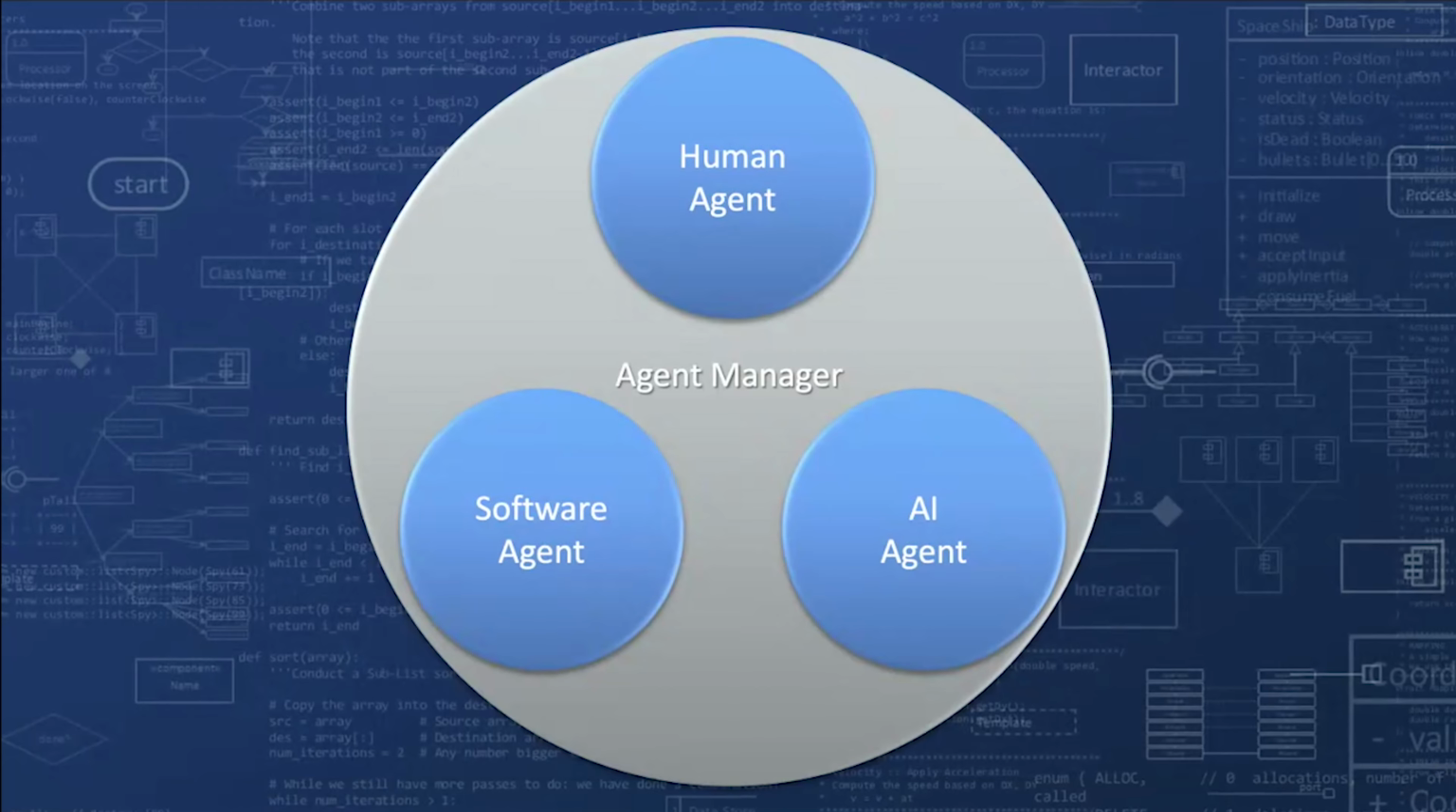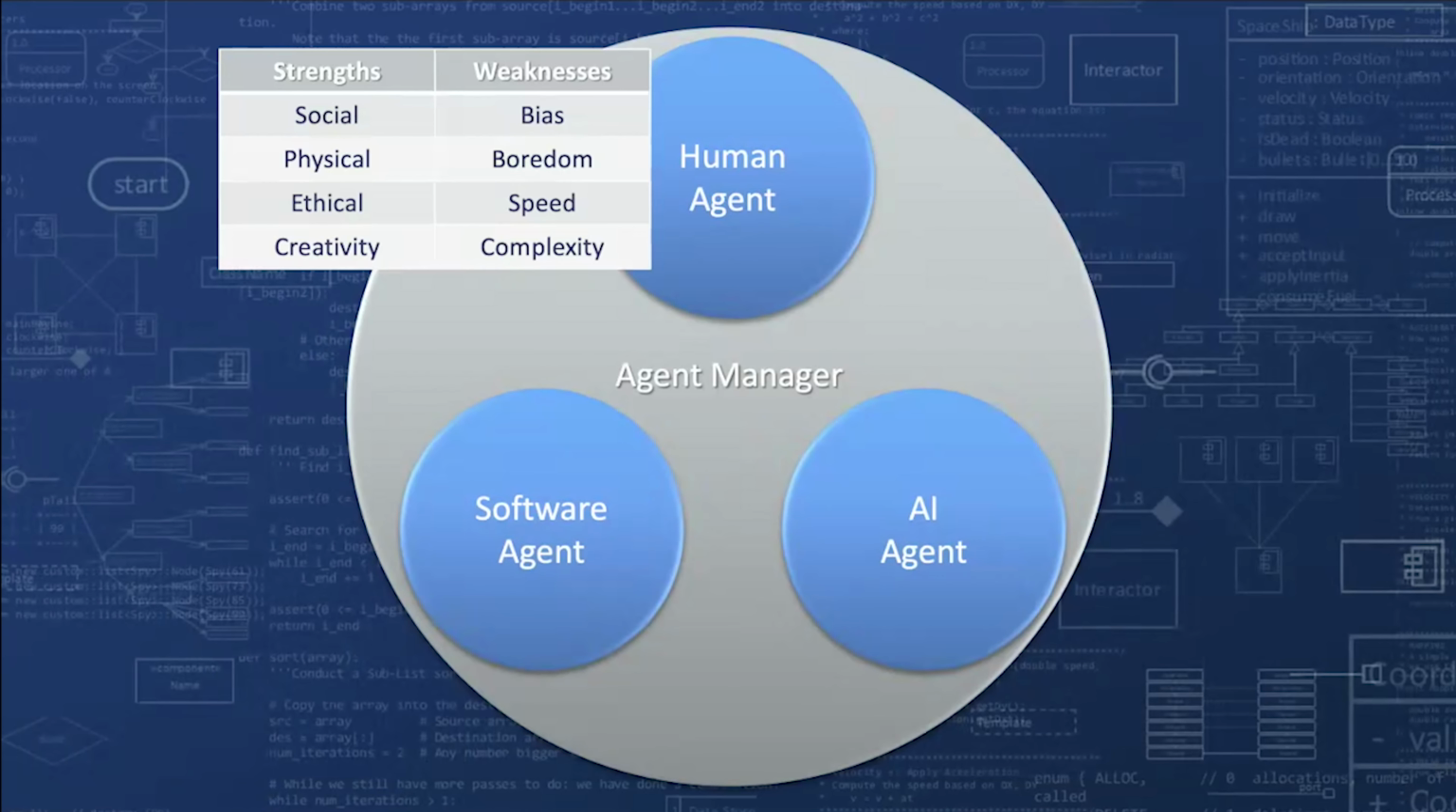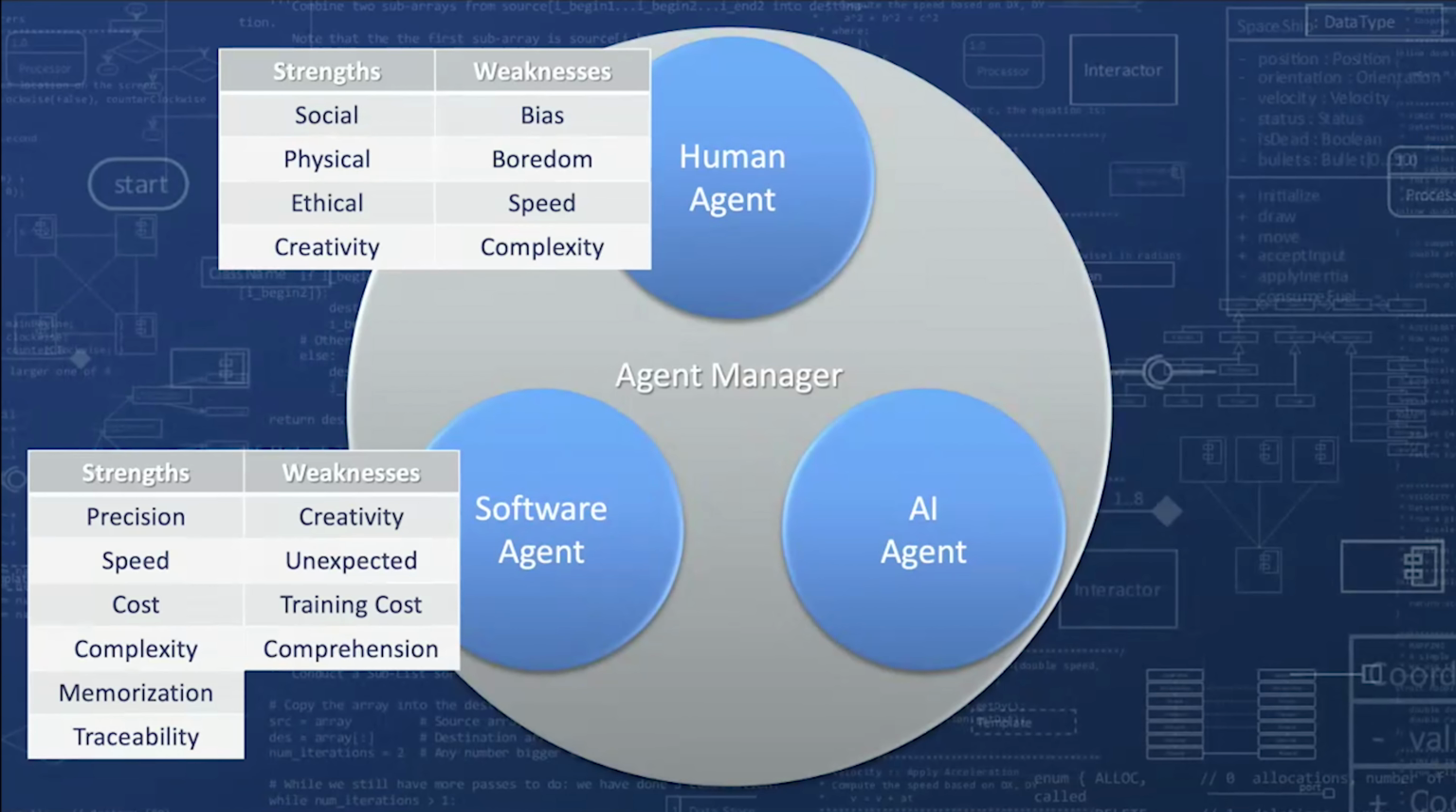Okay, so let's bring us back to this whole thing here. We're going to have an agent manager who coordinates the work between humans, software, and AI agents. And remember, humans are really good at social, physical interaction, ethical considerations, and creativity, but we have problems with bias and boredom and speed and complexity. Remember, the software agents are really good at precision and speed and cost and complexity and memorization, especially, and traceability, but creativity, not so much. They can't handle unexpected things. Their training cost, namely programming, is high, and they just don't understand.